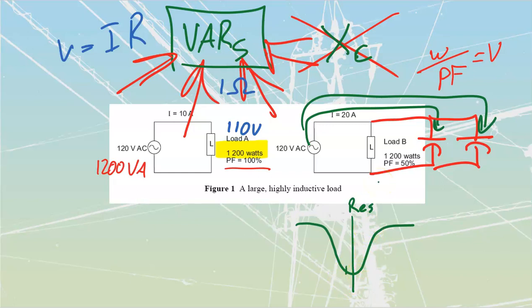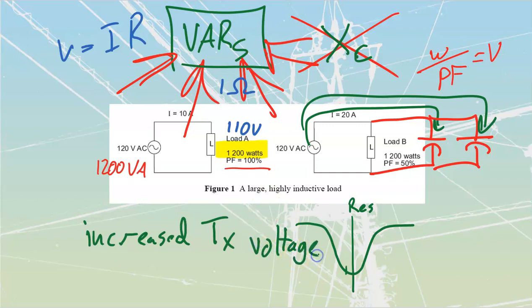Overcorrecting into a leading power factor is going to cause one huge thing. Other than the fact that, first of all, we're going to have a bad power factor and we're going to be getting billed again. Overcorrection leads to increased transformer voltage. You need to write this down. Increased transformer voltage is bad. That's what causes stuff to burn out. So do not overcorrect your power factor.